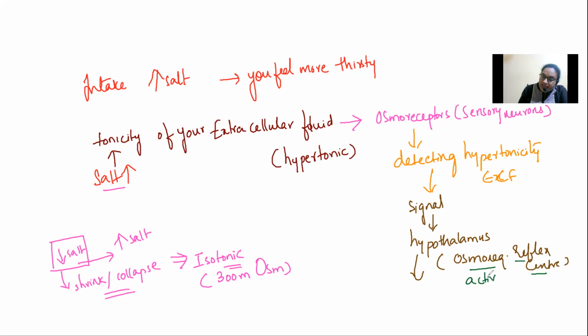These are going to be activated, and now they start releasing a hormone called antidiuretic hormone. This antidiuretic hormone is going to get released into the blood plasma. The moment your ADH is released into your blood plasma, it reaches your kidney.